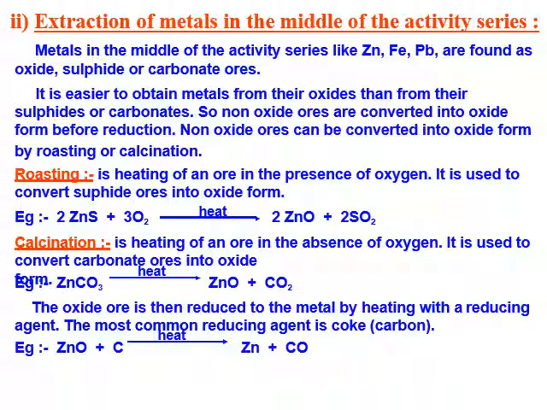The oxide ore is then reduced to metal by heating with a reducing agent. The most common reducing agent is coke or carbon. So for example, zinc oxide heated with carbon forms zinc metal plus carbon monoxide.